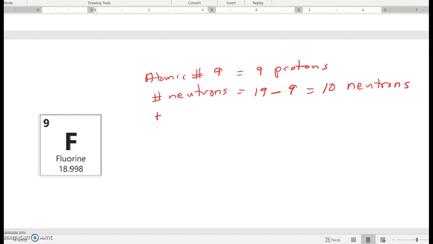Now, if I have a positive 9 charge and it's neutral, I have to add up to 0. It means that my number of electrons has to be 9. So 9 electrons to give me the minus 9 charge. Okay? So you need to be able to use the periodic table to determine the number of protons, the number of electrons, and the number of neutrons.